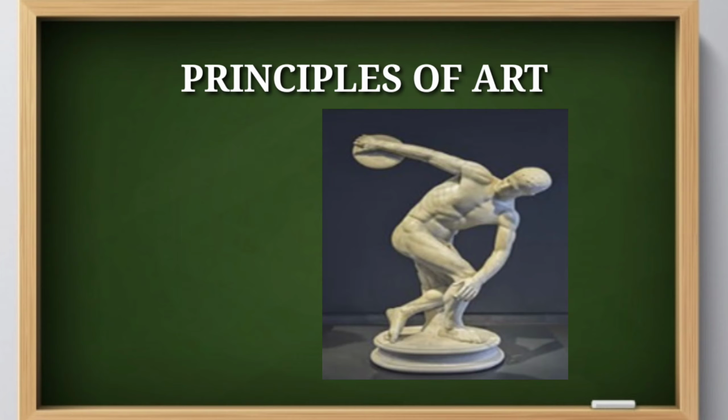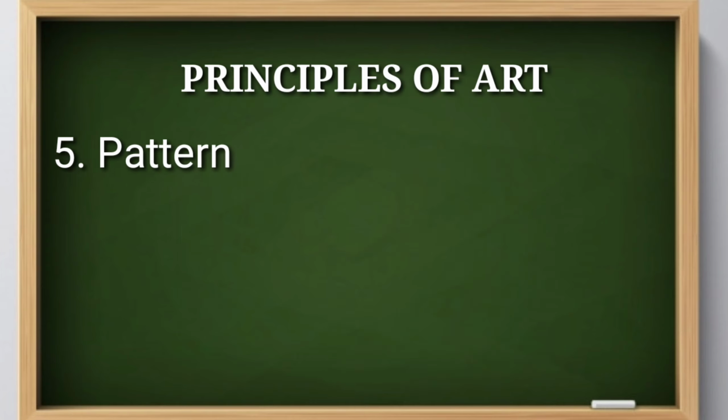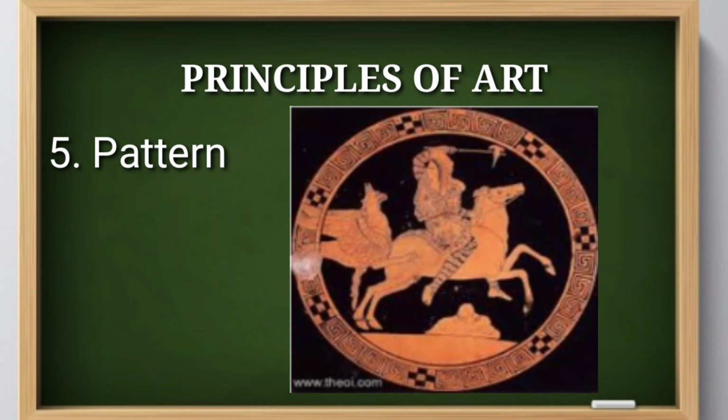Number 5, pattern. Pattern is a repetition of specific visual elements such as a unit of shape or form. Here's an example of pattern.